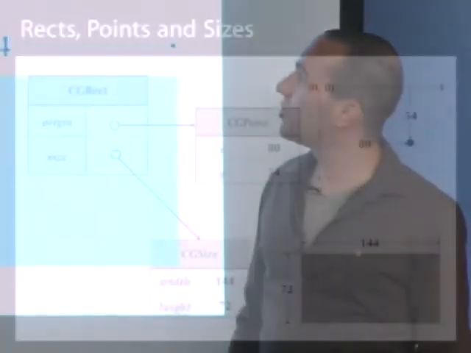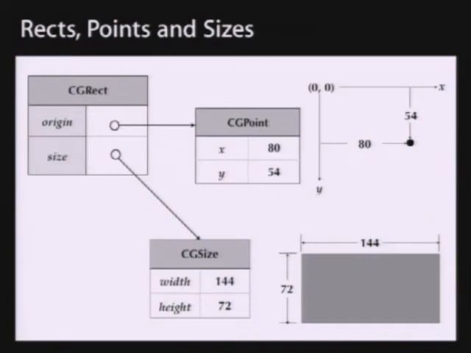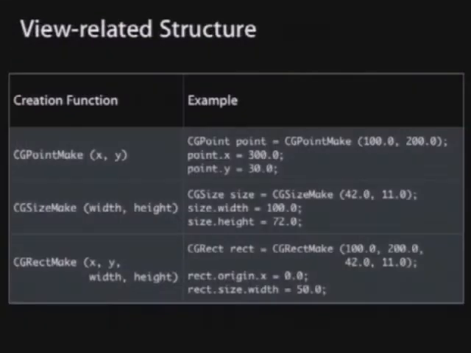So how do rects and sizes relate to each other? Well, here it is. A CGRect has a CGPoint, and the point in this example has an x of 80 and a y of 54. So as you see here, the x offset is 80, the y is down by 54. And the size, well, the size relates to the rectangle, so 144.72. And this actually points to the next interesting topic here, which is, well, actually in two slides.